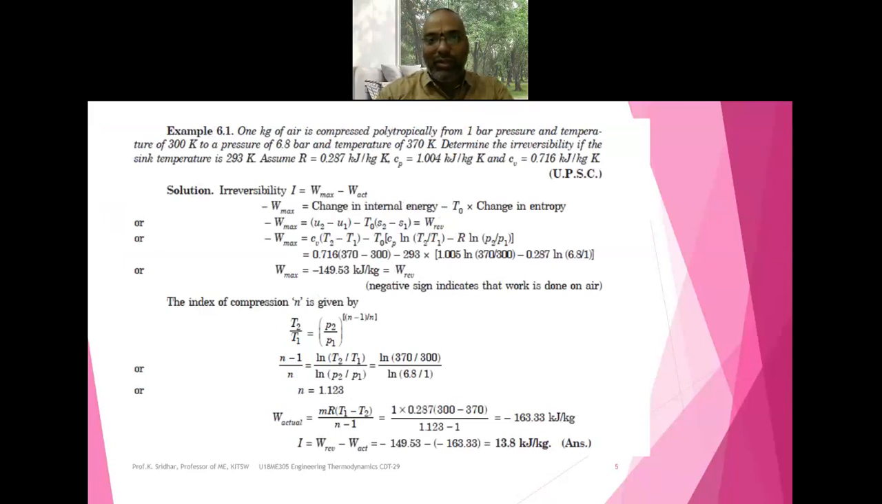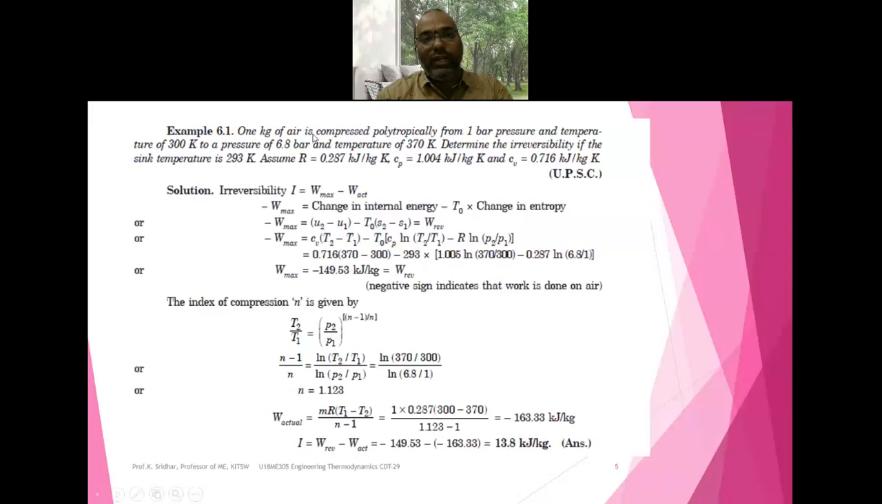Based on this, here you are able to see a question from UPSC, that is the Union Public Service Commission, the IAS examination. It has asked one question based upon the irreversibility concept. So what is the question? We will go through that.